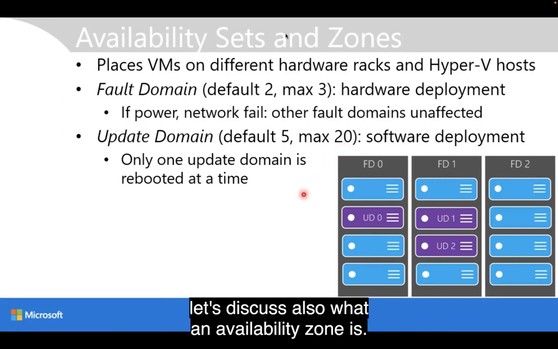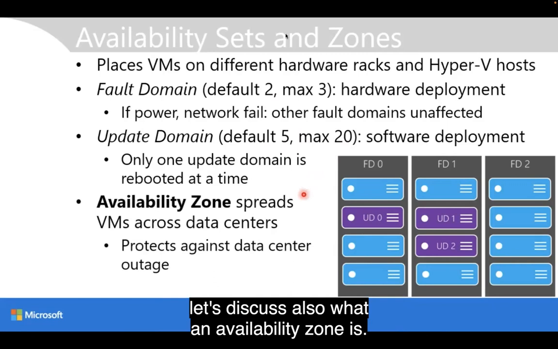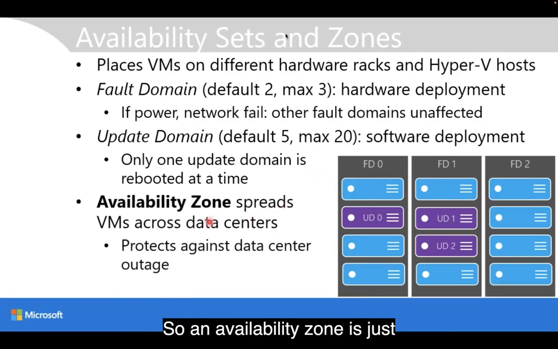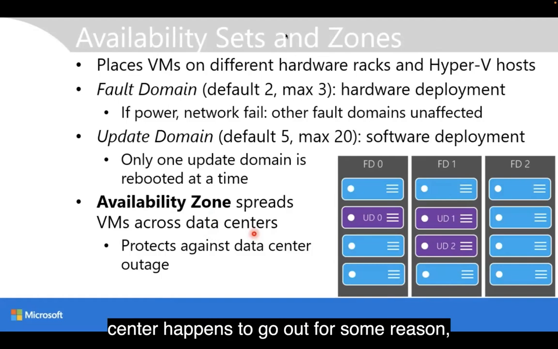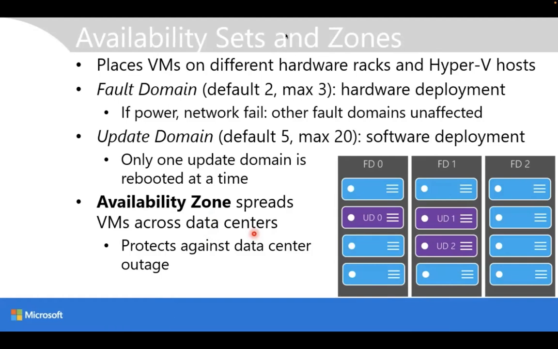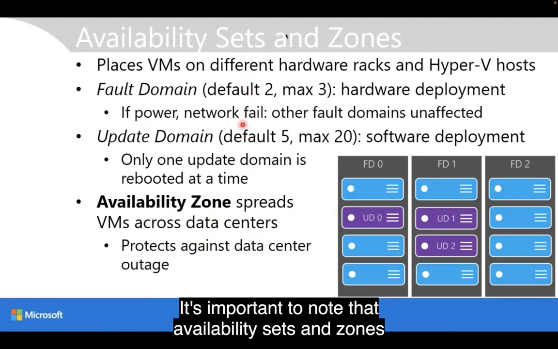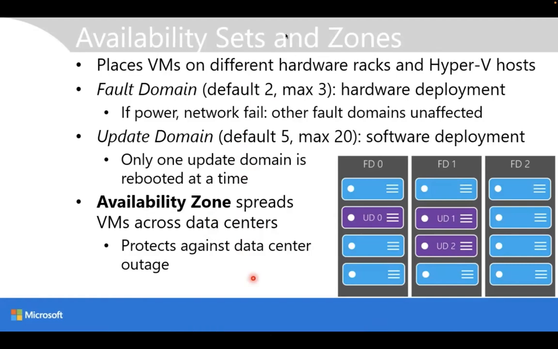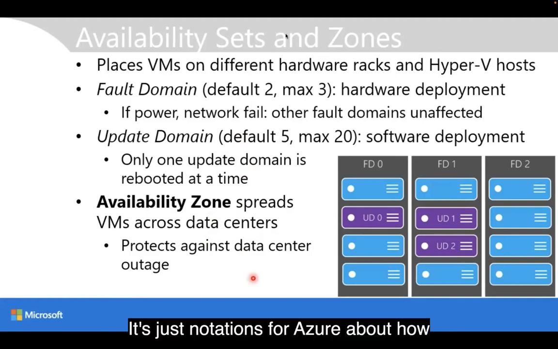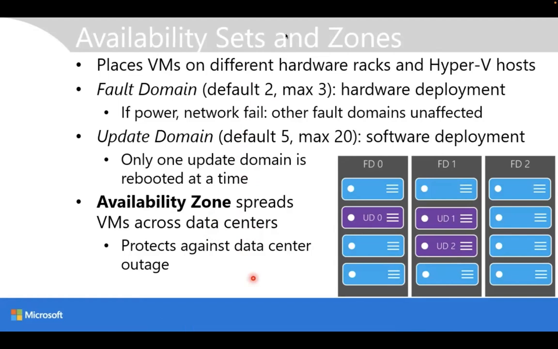Before we go to the example, let's discuss also what an availability zone is. So an availability zone is just an upgrade to availability sets. It spreads the VMs across at least 2 data centers in the same region. This is just extra protection because if the whole data center happens to go out for some reason, then you're still protected. It's important to note that availability sets and zones don't cost extra money because it's not extra hardware that you're deploying. It's just notations for Azure about how they will deploy your VMs.